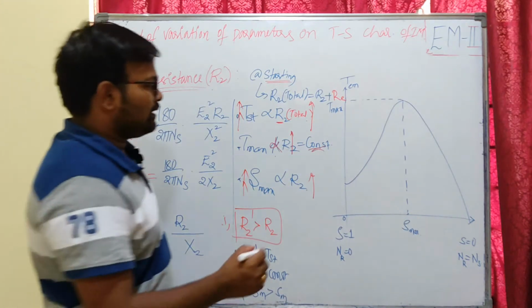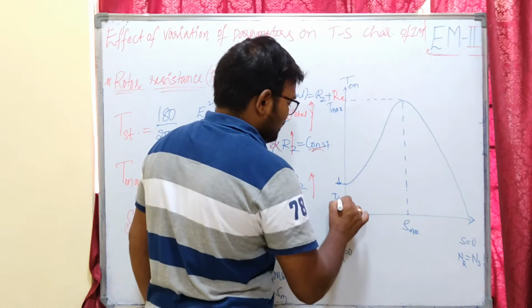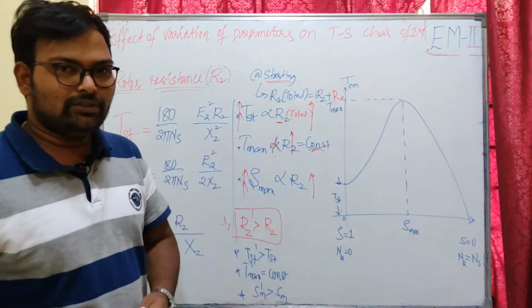Now let us see the curve, the torque slip curve, how the torque slip curve is varied now due to increase in rotor resistance.